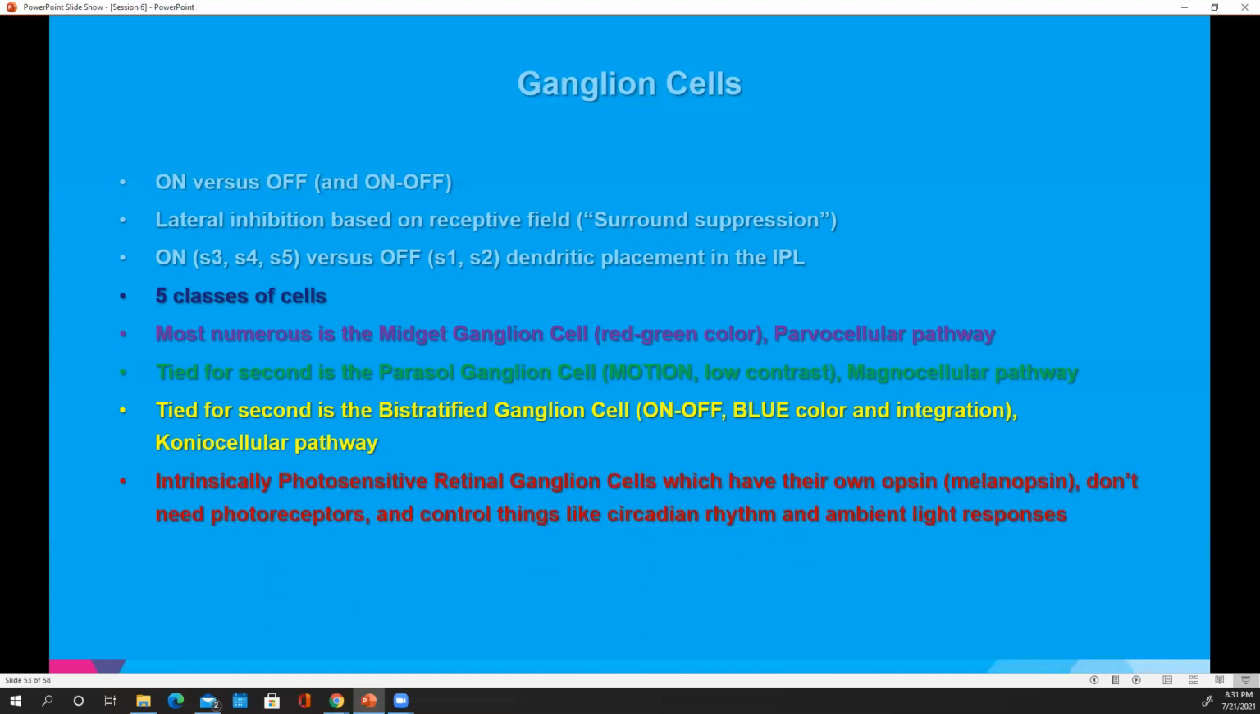Then these two last ones do not go to the LGN. You've got your intrinsically photosensitive retinal ganglion cells that have their own opsin called melanopsin. They don't need photoreceptors. They deal with things like your pupillary reflex, your circadian rhythm, ambient light responses. They go to the Edinger-Westphal complex. They go to your hypothalamus, at suprachiasmatic nucleus, the things that deal with those sorts of things. And then your others, which I call the others, they deal with saccades. Why? Because superior colliculus deals with saccades, SCSC. Okay, you got it?